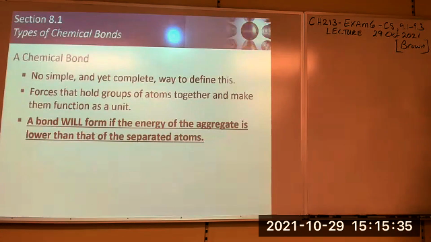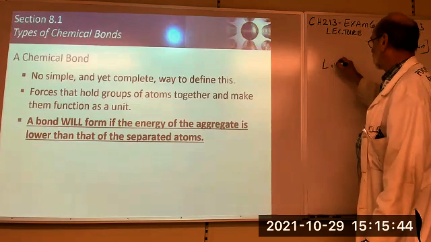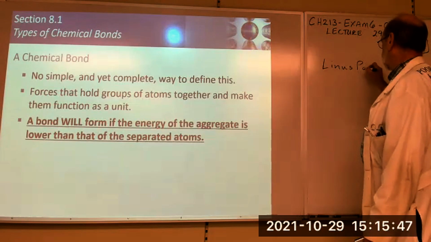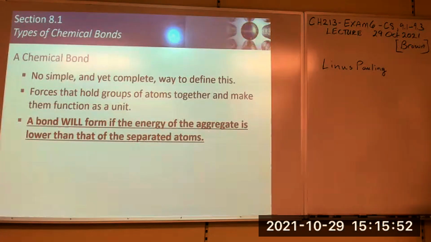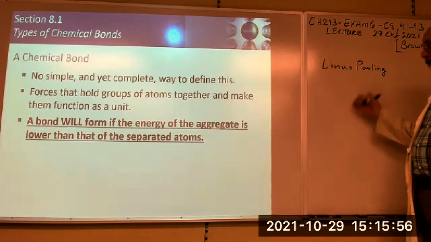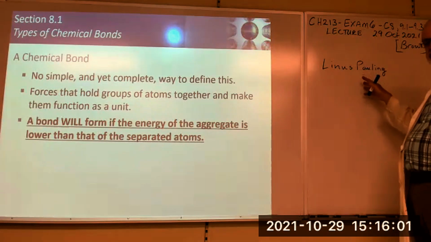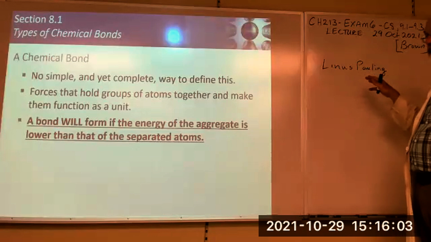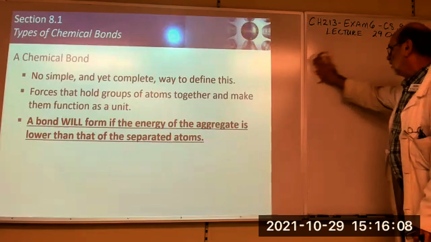Right? There's really no simple answer to the first question, what is a chemical bond? In fact, a chemist by the name of Linus Pauling wrote a whole book on it, Nature of the Chemical Bond. And his writings so impressed the world of chemists and physicists, for that matter, that he got a Nobel Prize for it.